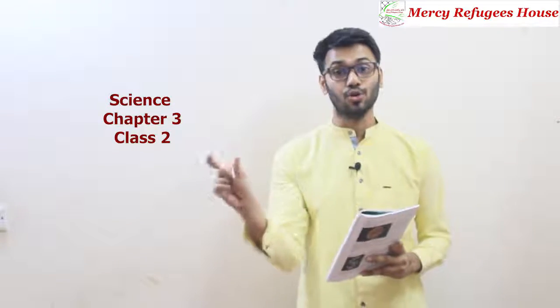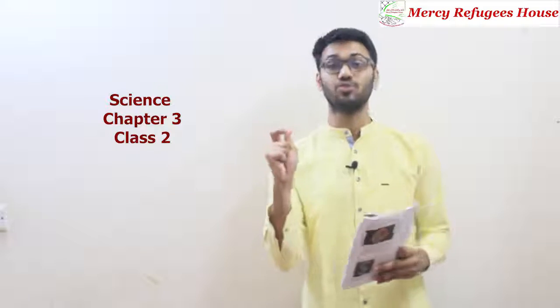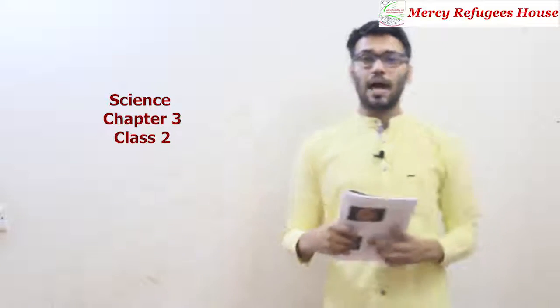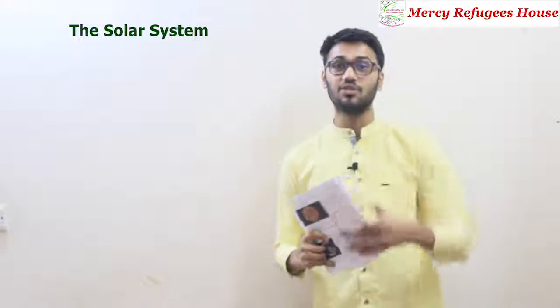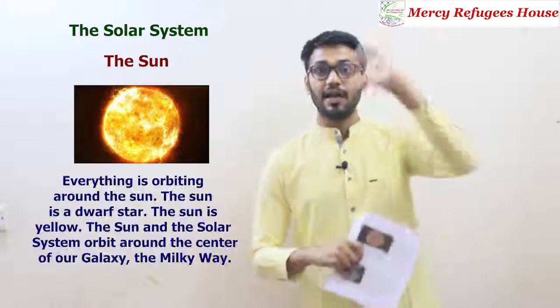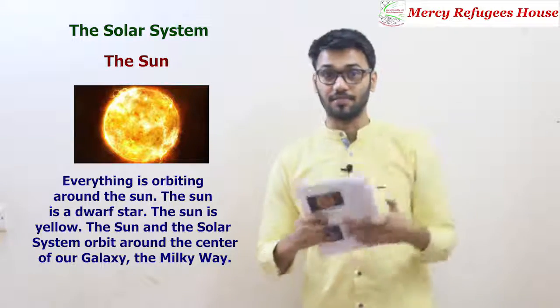Now, this would be the class 2 of science. Of course, we are talking about the grade 2 science. Now, we will talk more about this solar system. The very first thing we should talk about is the sun. Everything is orbiting around the sun.